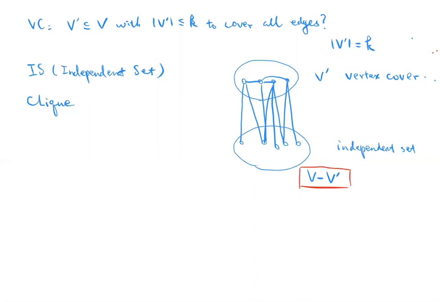So the size of this one, of course, equals n minus k, where n is the number of vertices in the graph. Then there is a trivial reduction. If you really want to reduce vertex cover to independent set, there is a very simple reduction as follows. An instance of vertex cover will be G, k. Then what's the instance of independent set? The same graph, but the size now becomes n minus k.